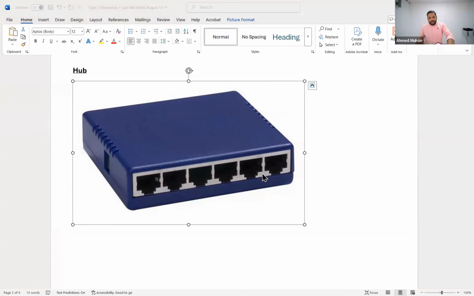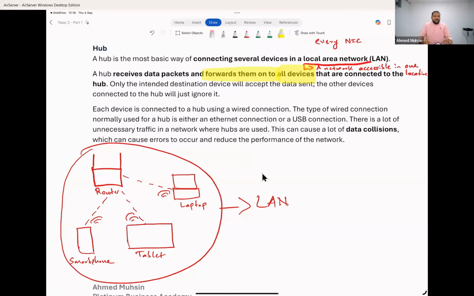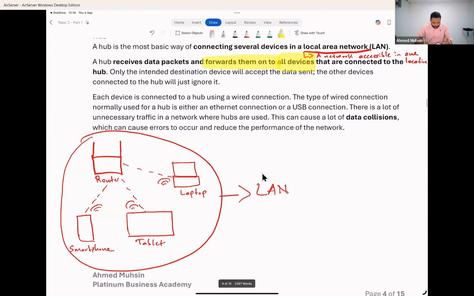Now, before I go there, just think and see, in an office environment, do you think a hub is essential? Not really, no? In an office environment, it doesn't seem like we need a hub. So we'll see then what do we do in an office environment. Okay? Right, let's move down.